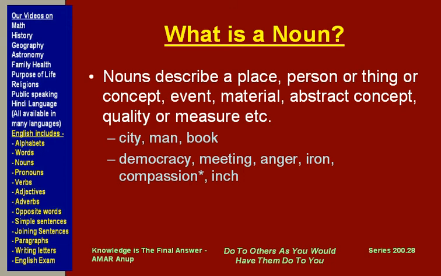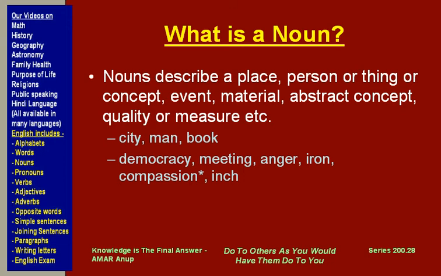person or thing, but it is important to remember the whole definition because you will see many examples where you will need to decide what article to use, and for that you need to remember that a noun also describes a concept, an event, material, abstract concept, quality or measure, etc. For more details on noun, learn from our presentation on nouns.